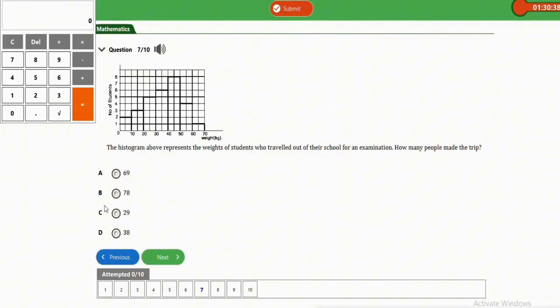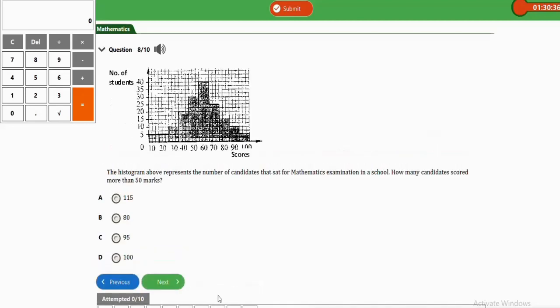Okay, so the next repeated question we're going to solve will be this question. It says the histogram above represents the number of candidates that sat for a mathematics examination in a school. How many candidates scored more than 50 marks? Okay, so for more than 50 marks, the horizontal axis is for score, the vertical is for number of students.